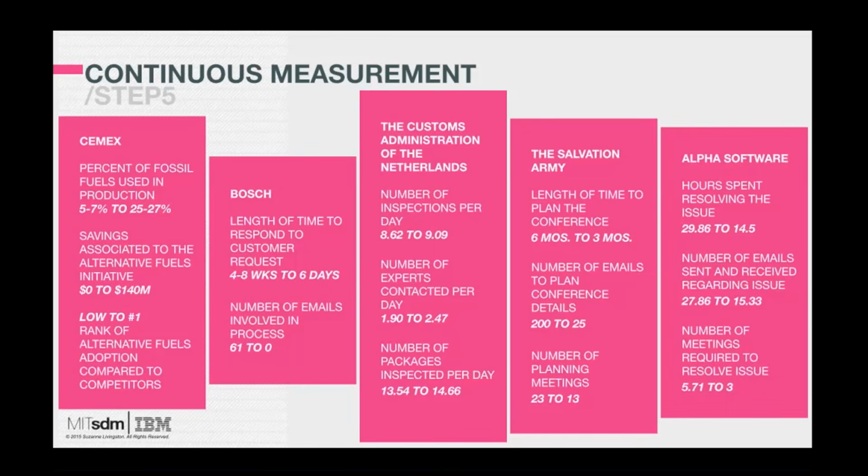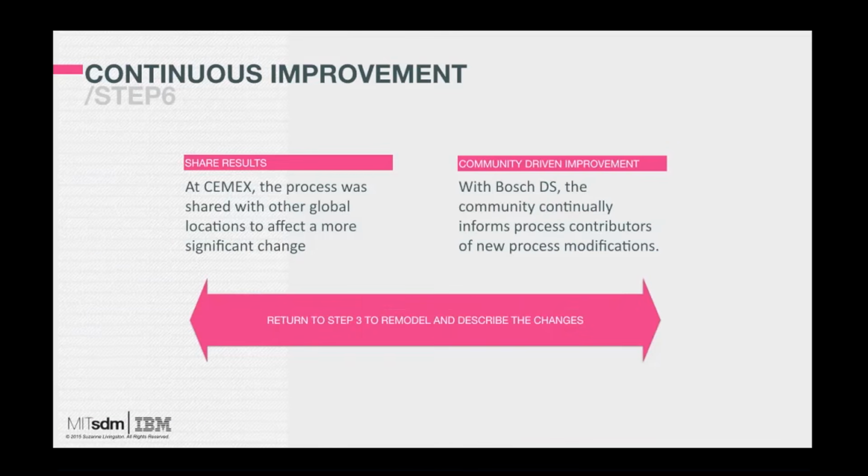They continue to measure these on an ongoing basis to identify where inefficiencies are occurring and to gain even more benefit, especially those who were early on in their adoption of these tools. So for continuous improvement at CEMEX, the process was shared with other global locations to effect a more significant change across the board. As you may recall from the beginning, they had other key initiatives, and so while alternative fuels was one that we discussed, they also used the results of the alternative fuels initiative to help highlight for other groups within the company how they could gain benefit as well.